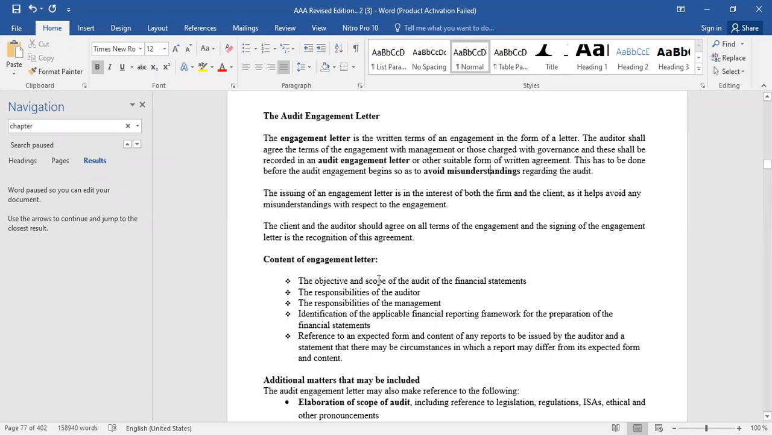Let's look at the content. The first content is about the scope and objective of the engagement. The next one is the responsibility of the auditor. On the letter of engagement, you need to indicate the responsibility of both the auditor and the management. The next one is identification of the applicable financial framework for the preparation of the financial statement. It is through the letter of engagement that they show the applicable financial framework you are going to use. Then it is also a reference. You can use it for future reference that you are appointed and you agreed on the terms and conditions. Then there is reference to an expected form and content of any report to be issued by the auditor. So it also shows the kind of report expected to be given by the auditor. Those are some of the contents of a letter of engagement.